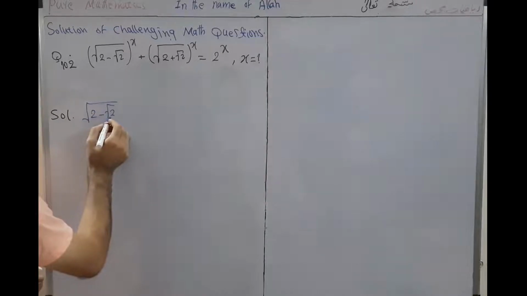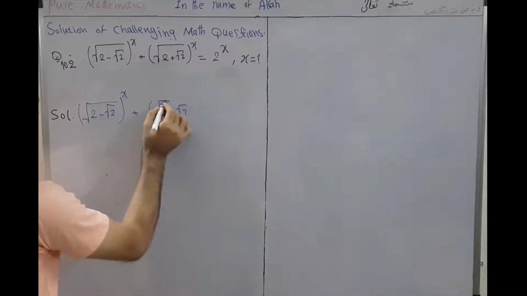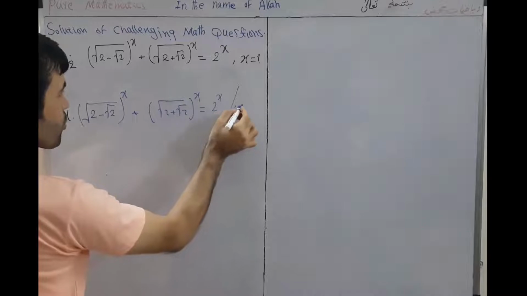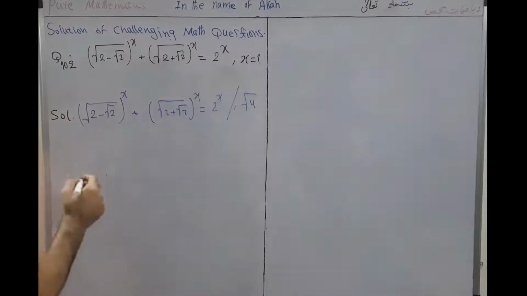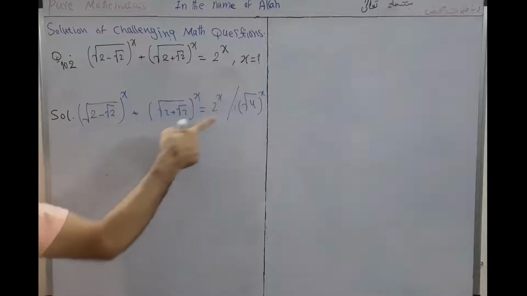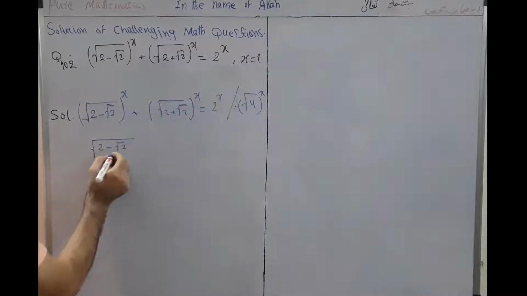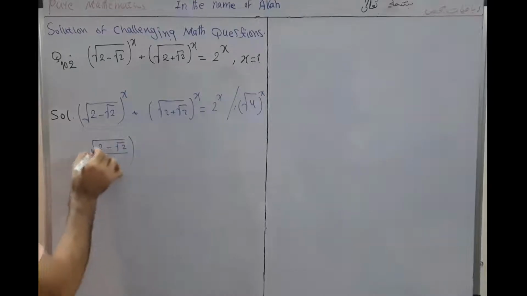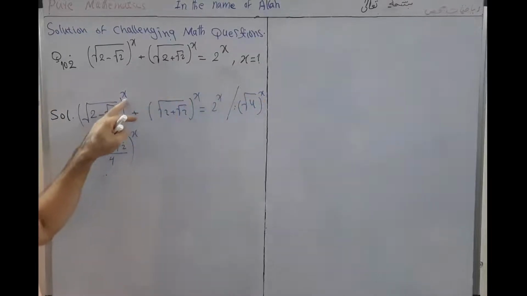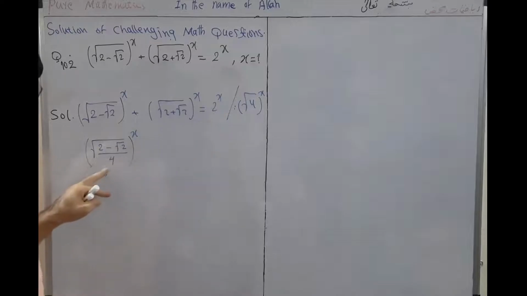(√(2−√2))^x + (√(2+√2))^x = 2^x. We divide both sides by (√4)^x. Then we get (√(2−√2)/√4)^x. Here power is equal to power, and here we have the same square root, so we divide 2 minus square root of 2 by 4. Same here also.